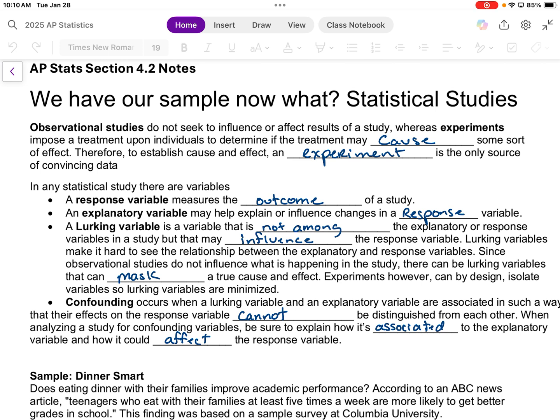A lurking variable is a variable that is not among the explanatory or response variables in a study, but that may influence the response variable. Lurking variables make it hard to see the relationship between the explanatory and response variables. Since observational studies do not influence what is happening in the study, there can be lurking variables that mask a true cause and effect. Experiments, however, can by design isolate variables so lurking variables are minimized.